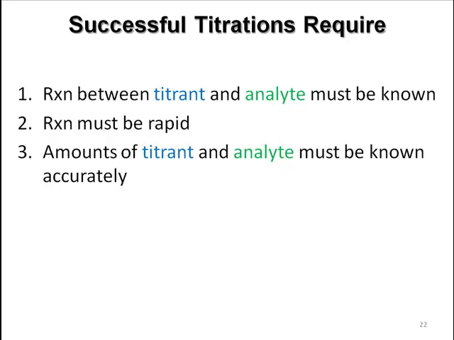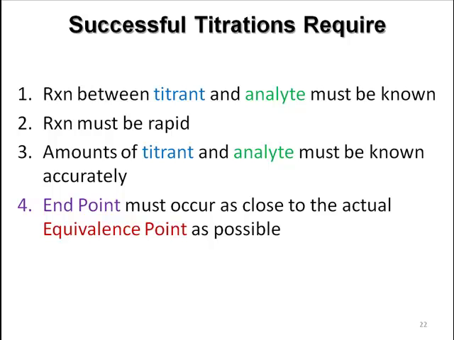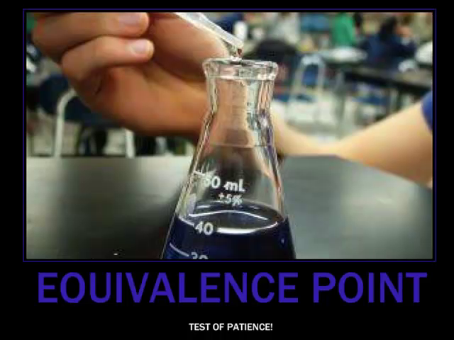Now, for a successful titration, the reaction between the titrant and analyte must be known, the reaction must be rapid, and the amount of titrant and analyte must be known accurately. The endpoint must occur as close to the actual equivalence point as possible. You can have the wrong indicator and you'll get an endpoint that's way off the equivalence point. That's not a good titration.